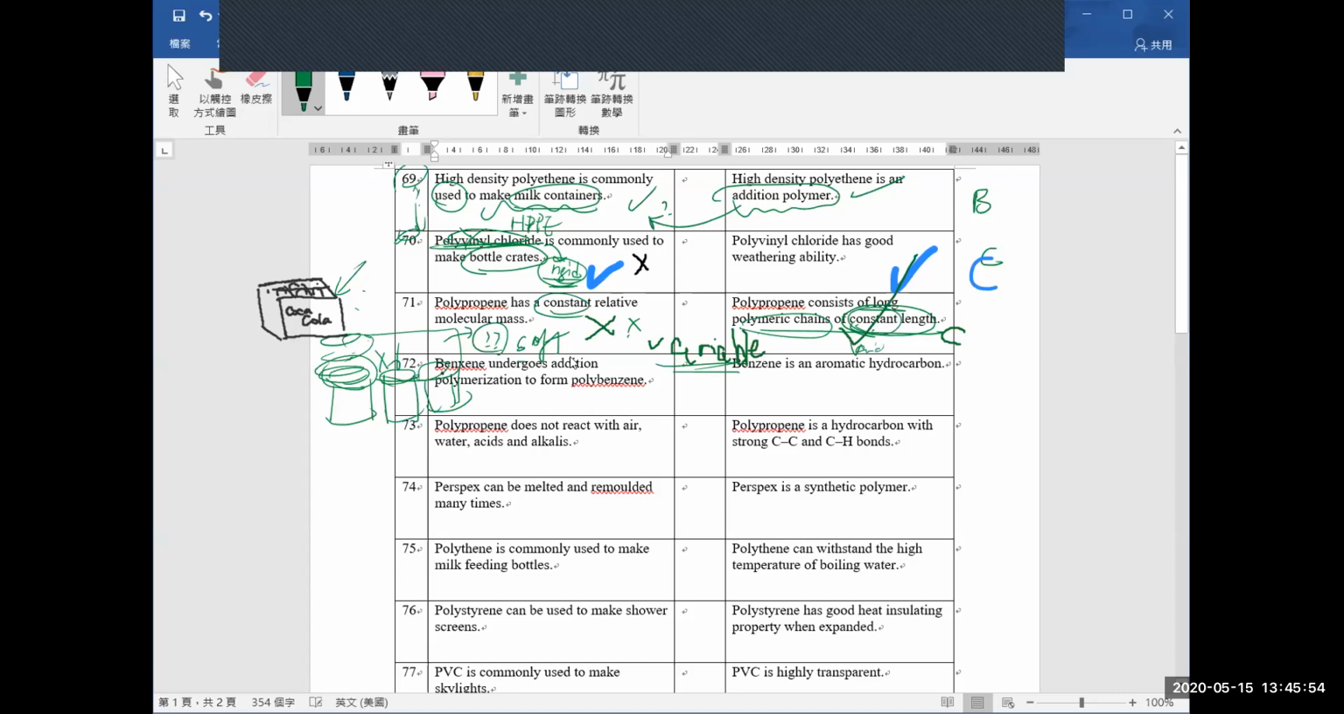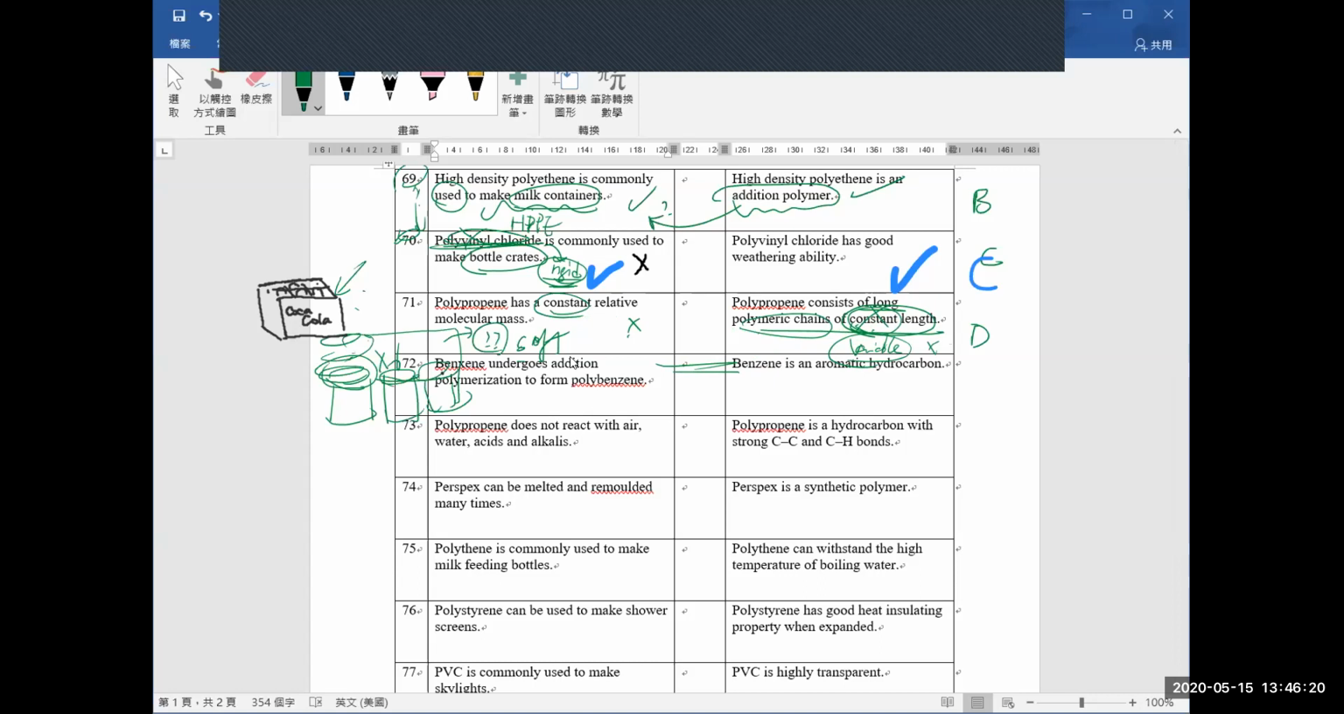Variable length, okay? So this one is not correct. Both are wrong. It's D. You understand? It's D. Both are wrong. So how come for the making of addition polymer, it is usually in various lengths? Do you know?